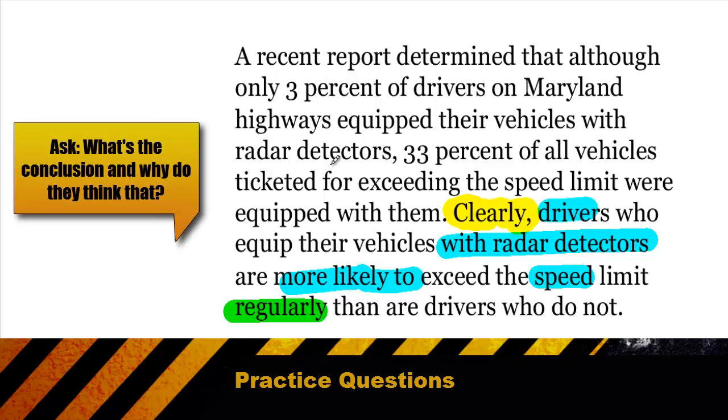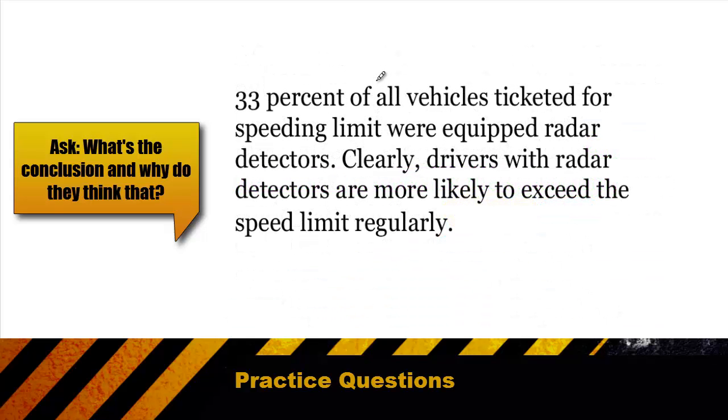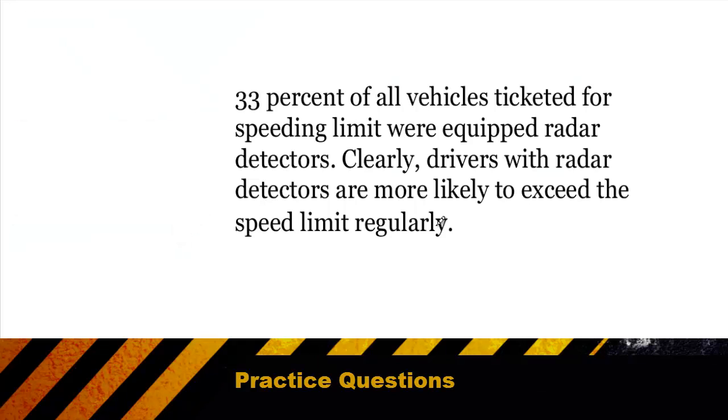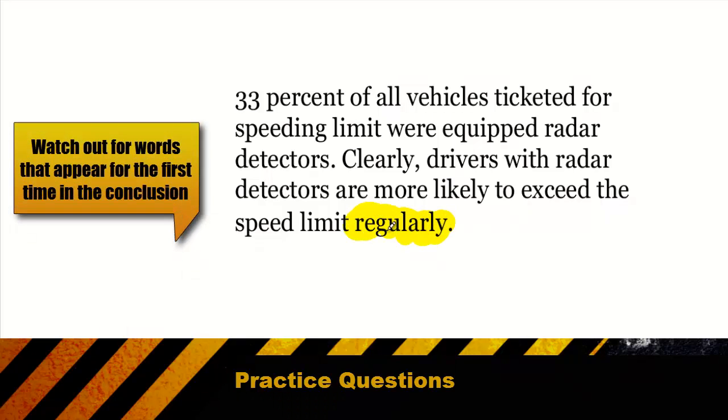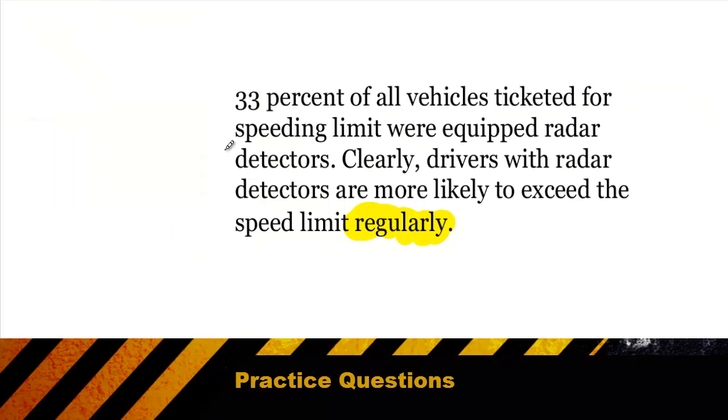If we go up a few sentences, we see the evidence they're citing is vehicles being ticketed for exceeding the speed limit. So now we have our argument. Vehicles who were ticketed had radar detectors, therefore these vehicles and drivers are more likely to speed. The first and obvious shift or change in the conclusion is the introduction of this word regularly. And that's a problem because just because these vehicles got ticketed one time or on one particular weekend or over a month, that doesn't necessarily mean that that study or that time period was representative enough to use the word regularly.